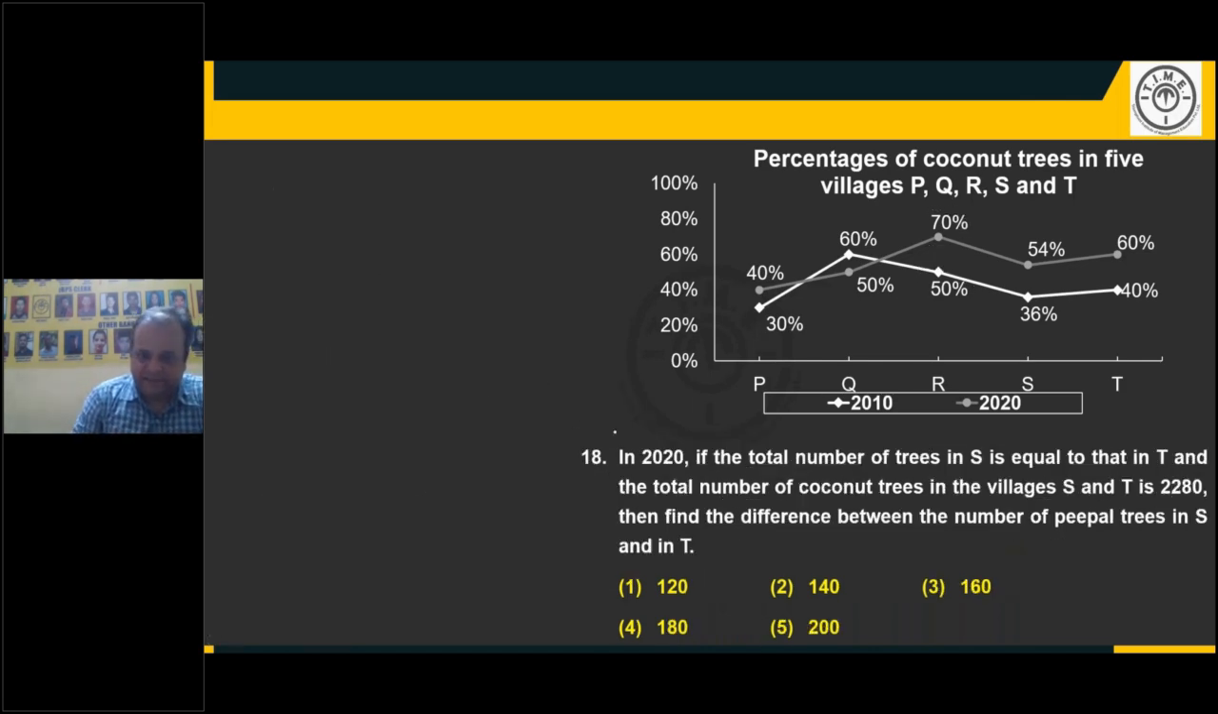Let's look at this data. In 2020, if the total number of trees in S is equal to that in T, and the total number of coconut trees in the villages S and T is 2280, find the difference between the number of people trees in S and T. Please try this.